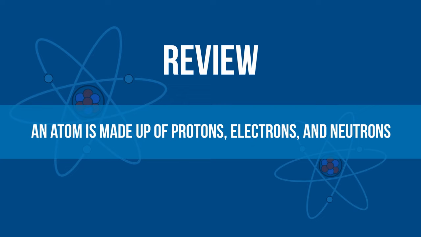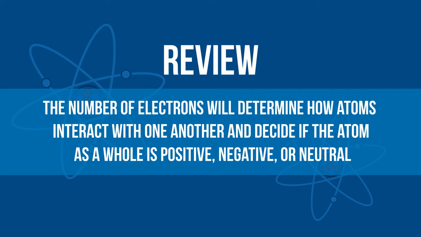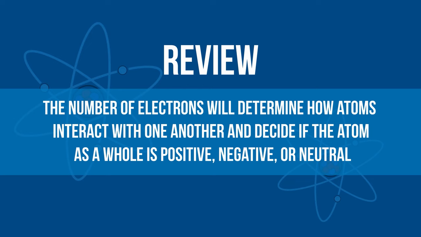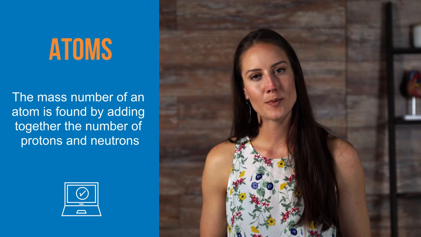Here's a quick review. An atom is made up of protons, electrons, and neutrons. The number of electrons will determine how atoms interact with one another and decide if the atom as a whole is positive, negative, or neutral. The mass number of an atom is found by adding together the number of protons and neutrons. And finally, the charge of an atom is determined by the number of protons and electrons in the atom.